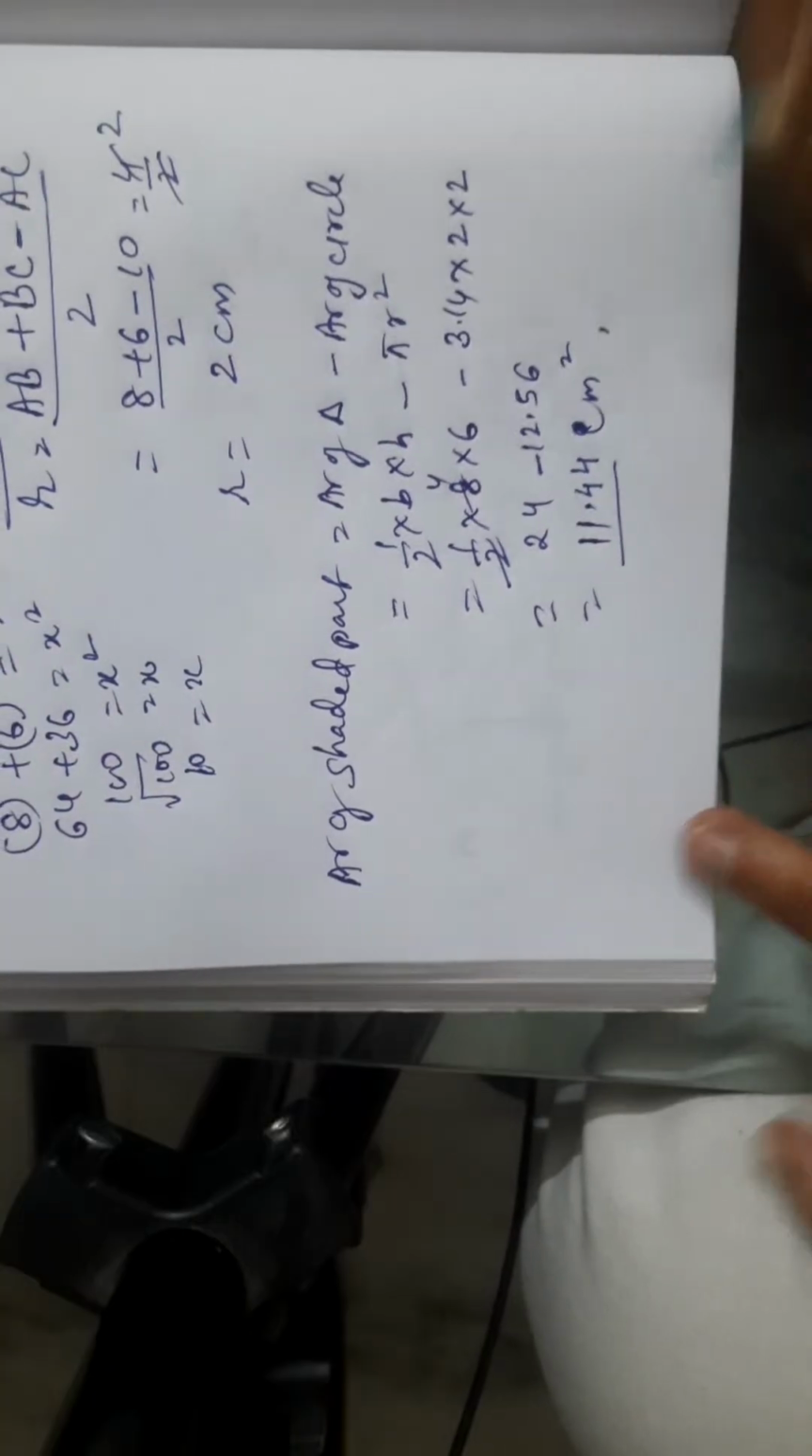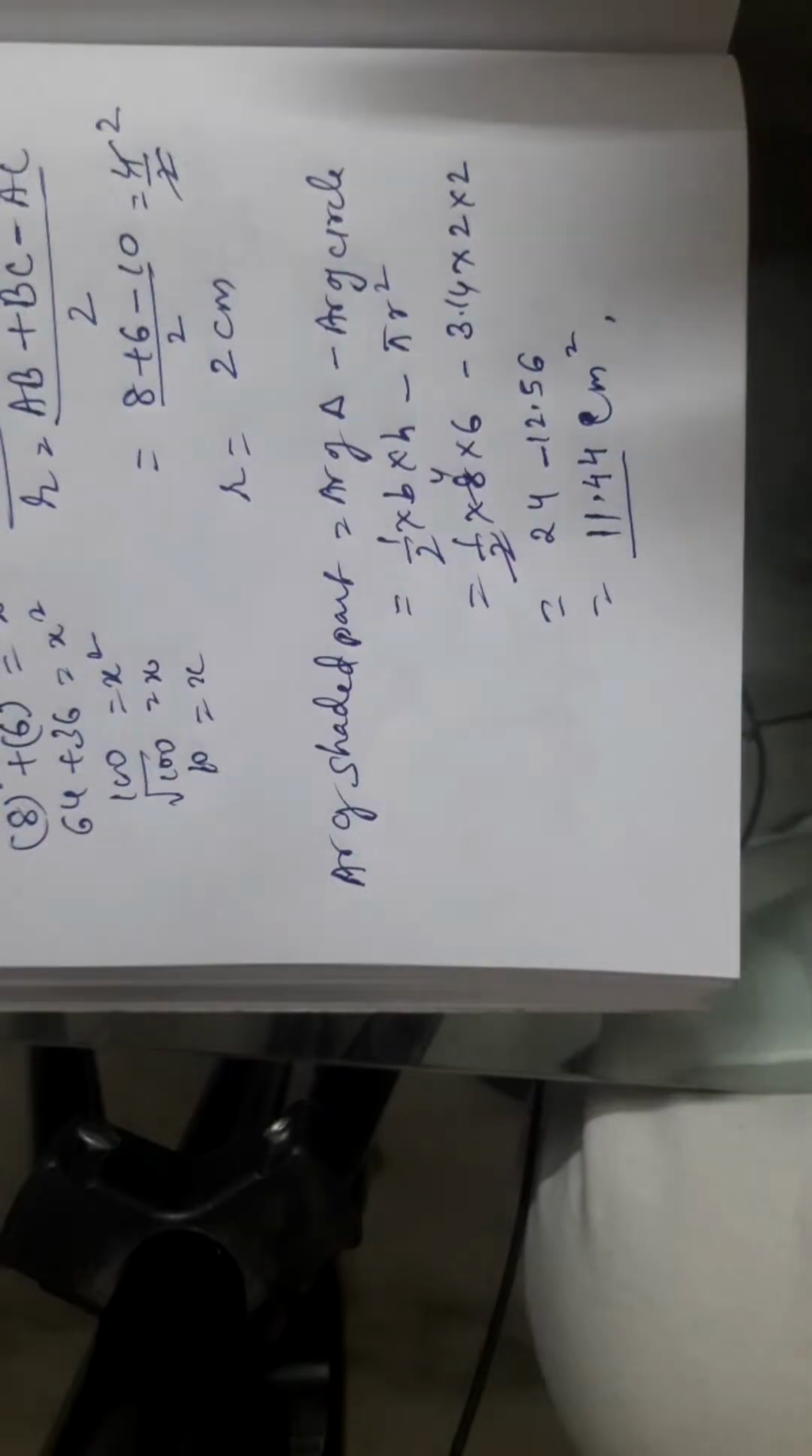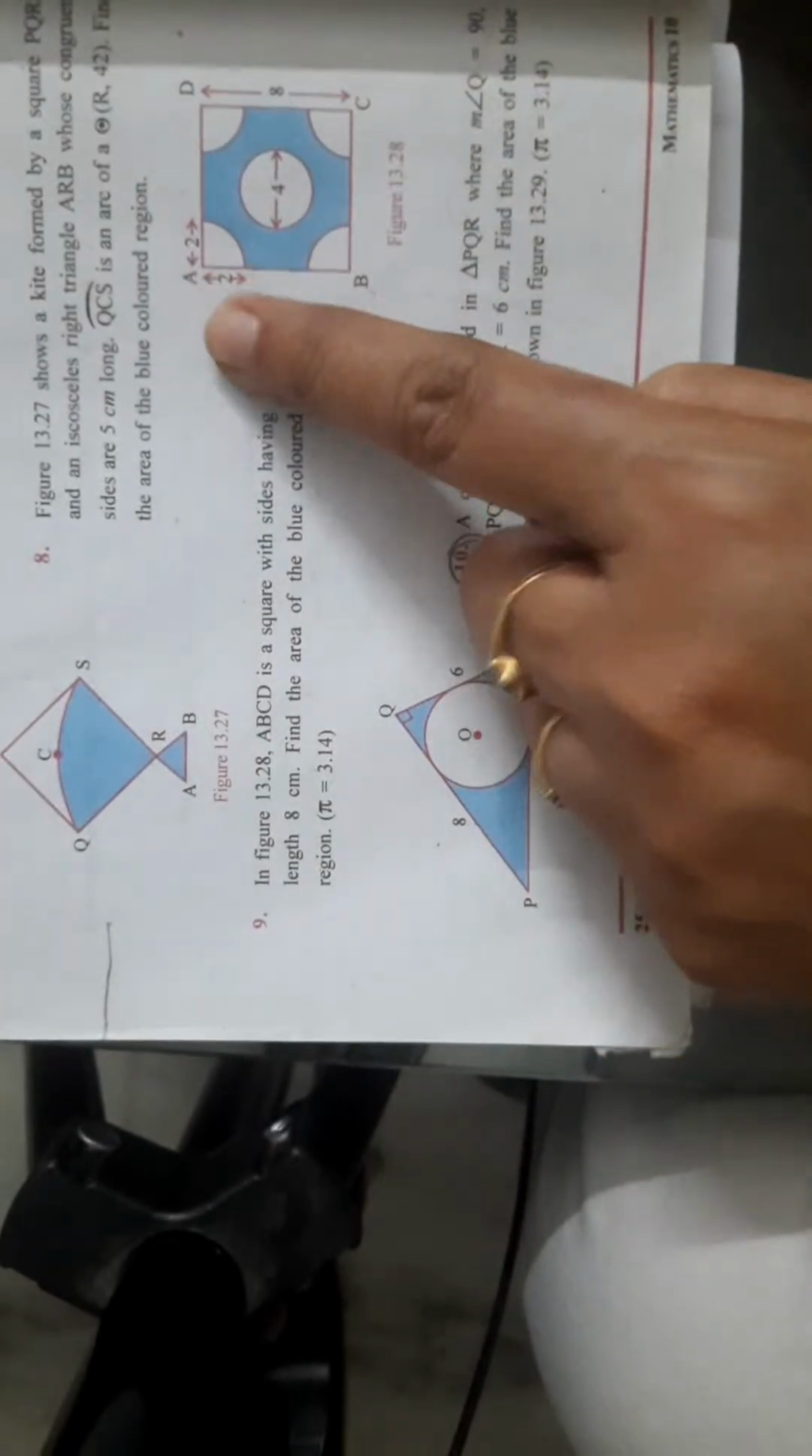Centimeter square. So this we got value of shaded part. If the question is in this way, it's quite easy. How can we get the shaded part? Here, out of the square, two circles are being removed. If we join all the corner circles, they will make one complete circle.